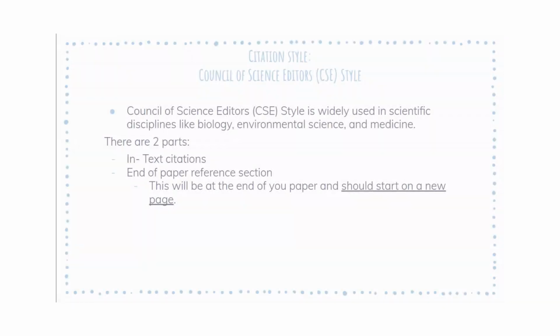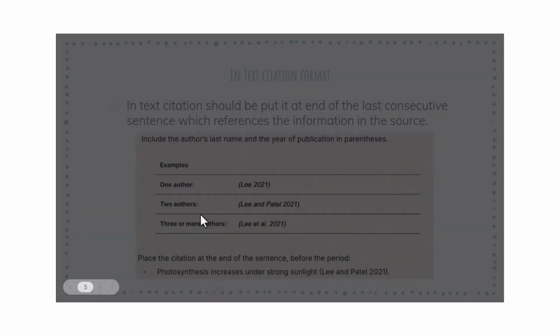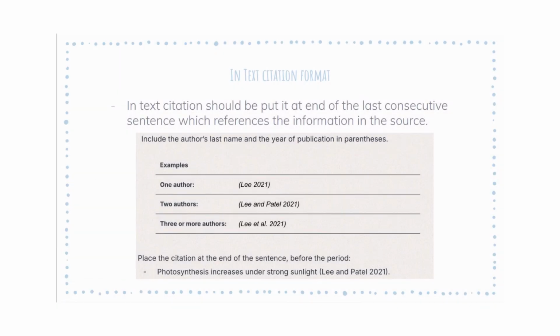In this cohort, we use the Council of Science Editors or CSE style, which is commonly used in biology, medicine, and environmental science. CSE style has two main parts, in-text citations and the reference list at the end of your paper. In-text citations in CSE are written using author name and year of publication, and they are placed at the end of the last sentence that contains information from a particular resource. For example, as mentioned in this slide, photosynthesis increases under strong sunlight, and in the brackets you can mention Lee and Patel 2021.